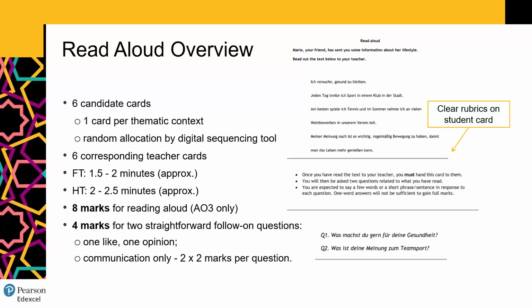So as you can see on the right-hand side, you have an example of a Read Aloud. And then under that, the students will not see that, the candidate won't see the questions. These will be asked by the teacher. So what they will have on the card is the Read Aloud that you can see here. They would have time to practice that, and then they will have to read this aloud. And then once they have read this, you would ask them 2 questions.